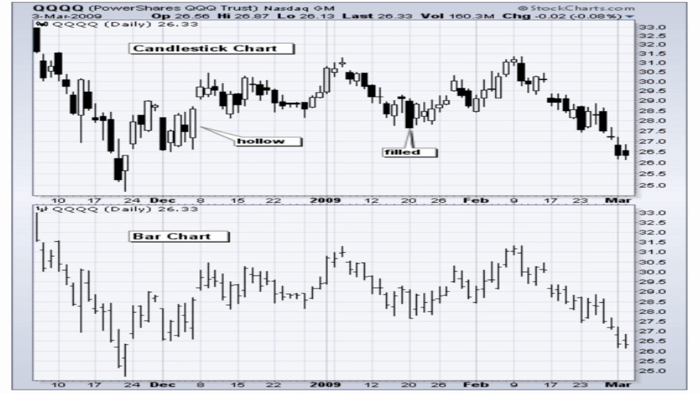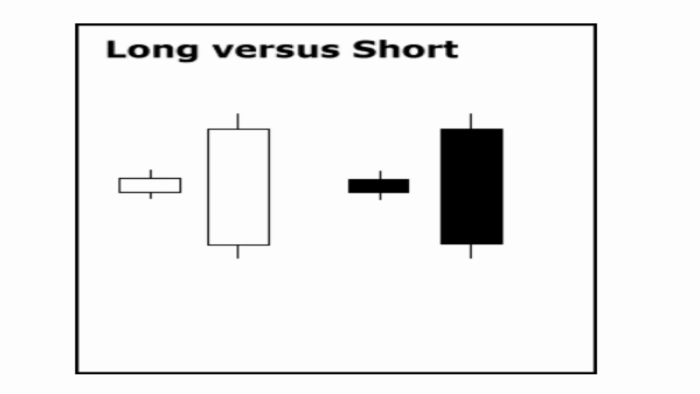Hollow candlesticks, where the close is greater than the open, indicate buying pressure. Filled candlesticks, where the close is less than the open, indicate selling pressure. Long versus short bodies. Generally speaking, the longer the body is, the more intense the buying or selling pressure. Conversely, short candlesticks indicate little price movement and represent consolidation.